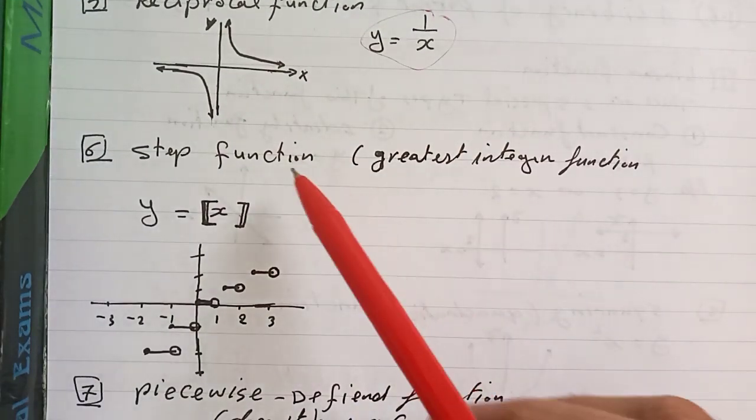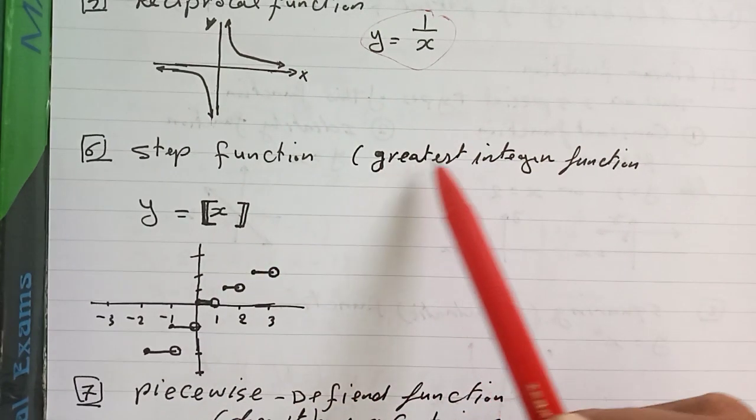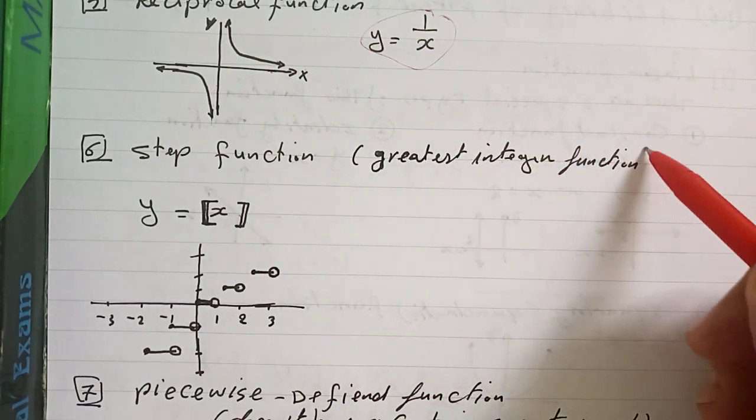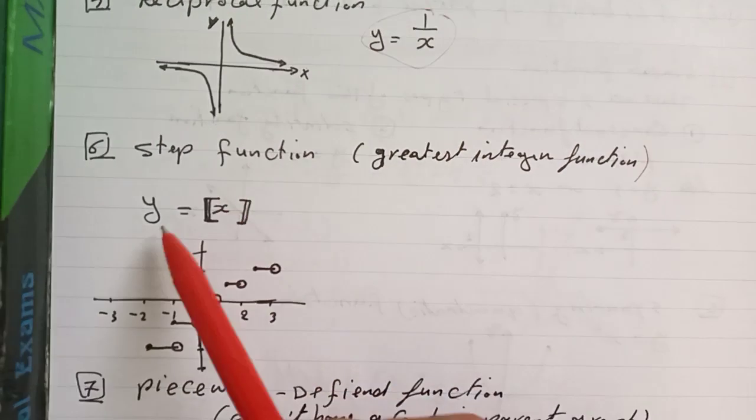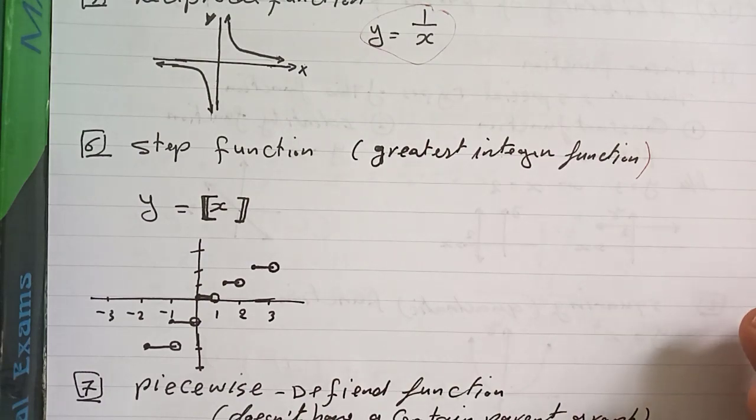The step function, very critical, we took it last year. It is called the greatest integer function. y equals, look at these brackets, double brackets x.